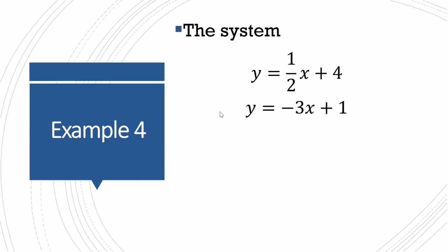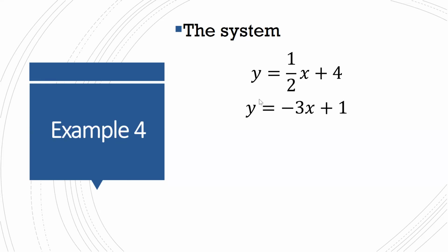Let's take a look at another system. This one says y equals 1/2 x plus 4 and y equals -3x plus 1. Now, you might think that you have to readjust these so that the x's are on the left, but it turns out you actually don't.